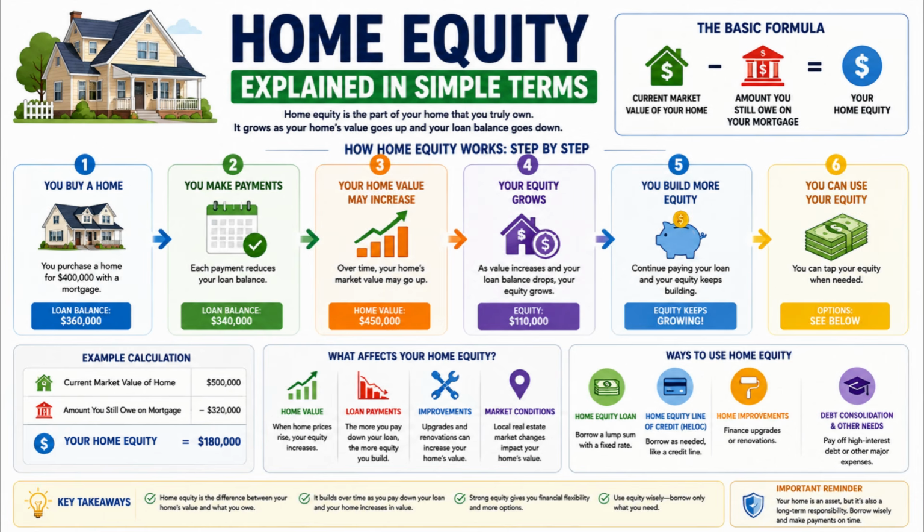After that, your home value may increase. If the property market rises, your home may become worth more than what you originally paid. For example, a home bought for $400,000 may later be worth $450,000. When your home value rises while your loan balance goes down, your equity can grow faster. Then, your equity grows because of two main movements happening together. The first movement is that the market value of your home may increase. The second movement is that your mortgage balance decreases as you continue making payments. So, if your home is worth $450,000 and your loan balance is $340,000, your equity becomes $110,000.